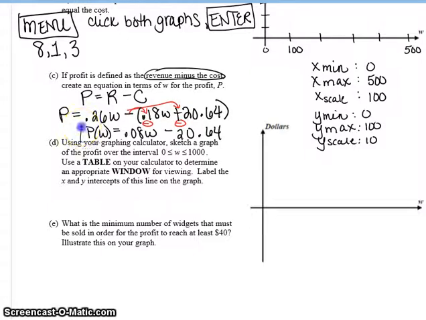Okay? Using your graphing calculator, sketch a graph of the profit. So it wants me to graph this function over here. Okay? Using a table on your calculator to determine an appropriate window for viewing, then label your x and y axes on the graph. All right, so now remember, the domain, it wants you to go from 0 to 1,000. So this is what I did. If this has to be 1,000, then halfway through is 500. Then half of 500 would be 250, and then a quarter of that would be 750. So there's my labels there.